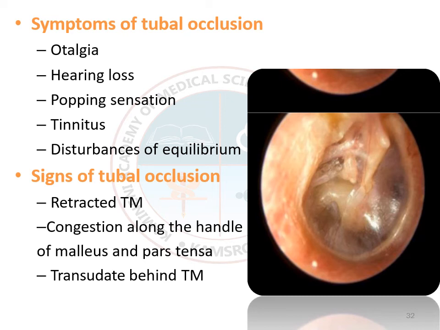When you examine the tympanic membrane, you will see a retracted tympanic membrane, congestion along the handle of the malleus and pars tensa, and you can see middle ear fluid. The other day I showed you otitis media with effusion, where you can see the middle ear fluid. In this picture you can see the tympanic membrane entirely wrapped over the medial wall of the middle ear, all up to the promontory. You can see the ossicles very clearly.